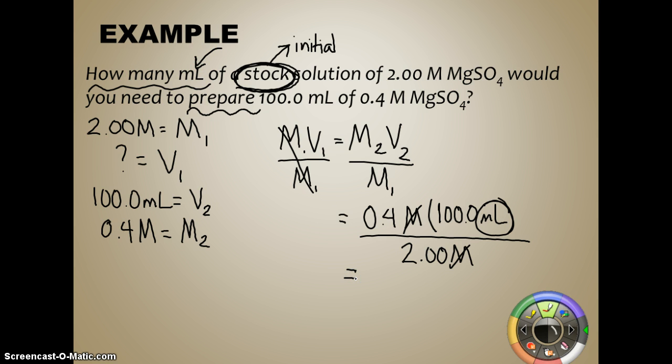We're left with volume, which is good because that's what we're looking for. And so to do the math, you have 0.4 times 100 divided by 2. That gives you 20. And I got one sig fig up there, so that works out well. So we can just say 20 milliliters.